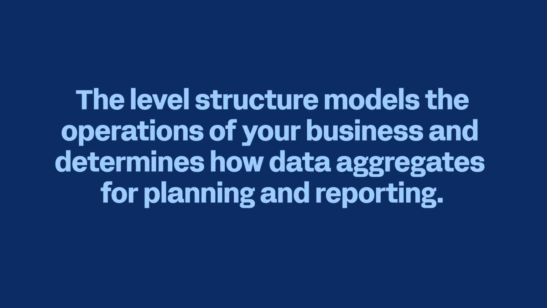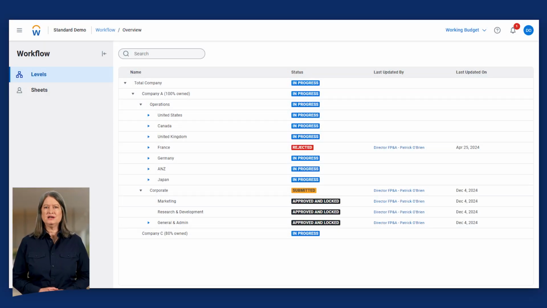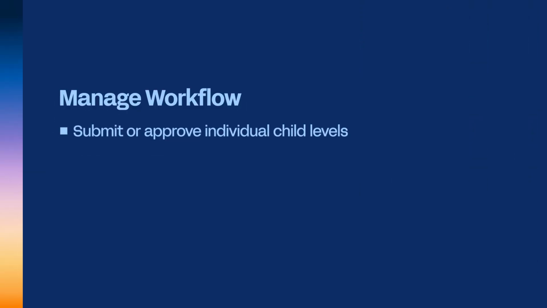The level structure models the operations of your business and determines how data aggregates for planning and reporting. A roll-up level is a parent to individual levels and ensures the summation of all child-level data. From here, you can view and manage the workflow for all of your assigned levels and sheets. You can submit or approve individual child levels.